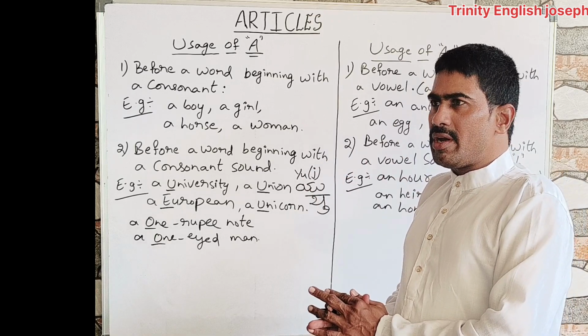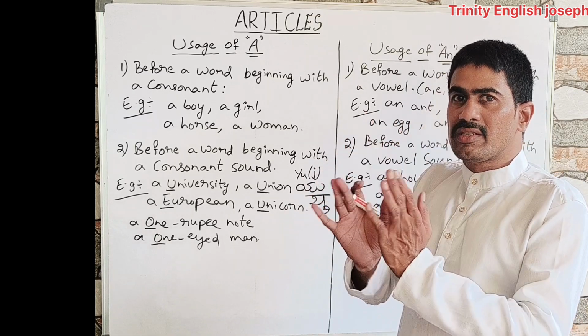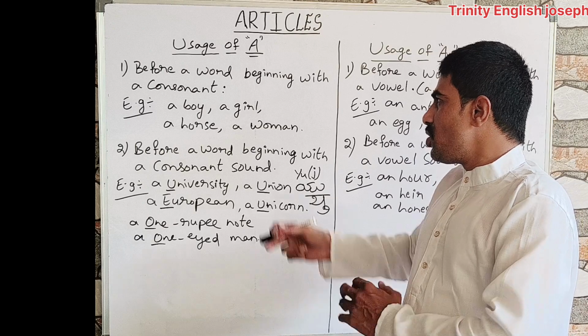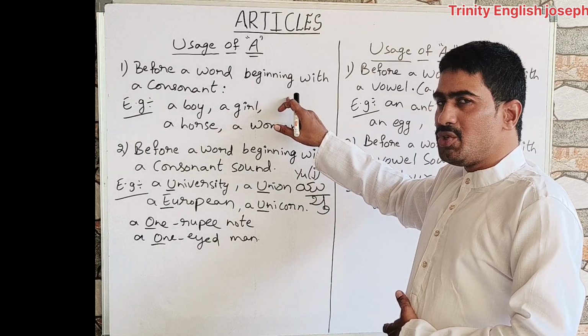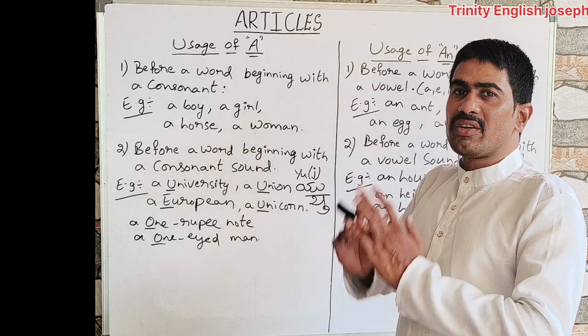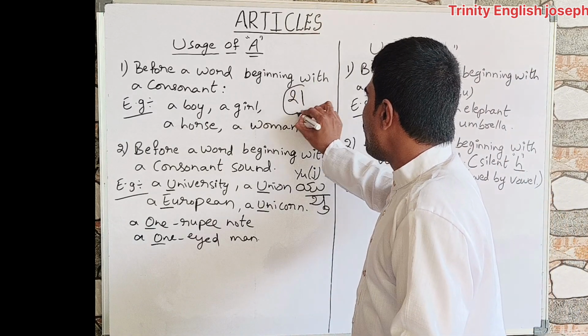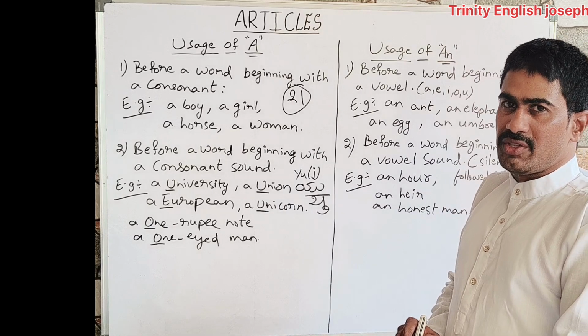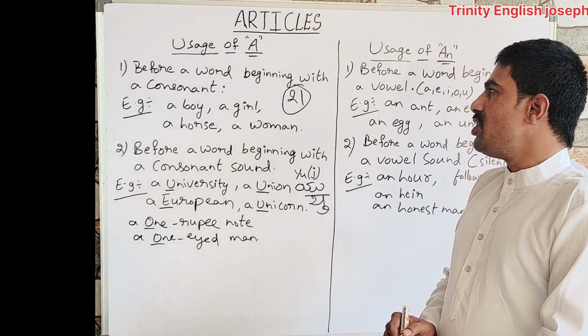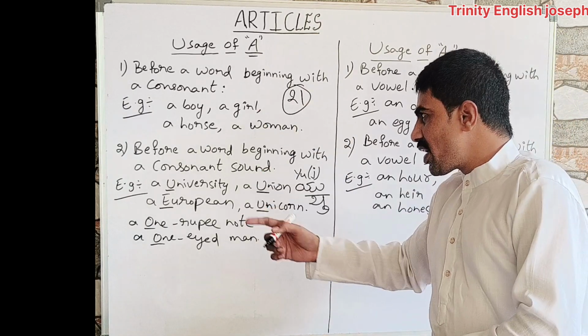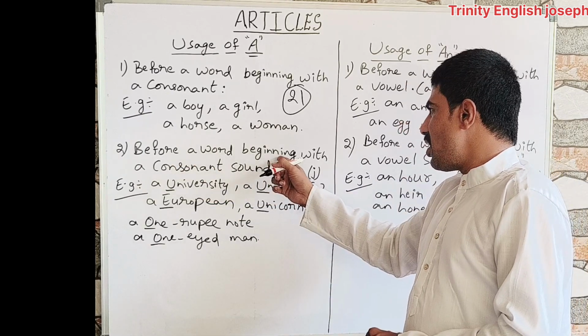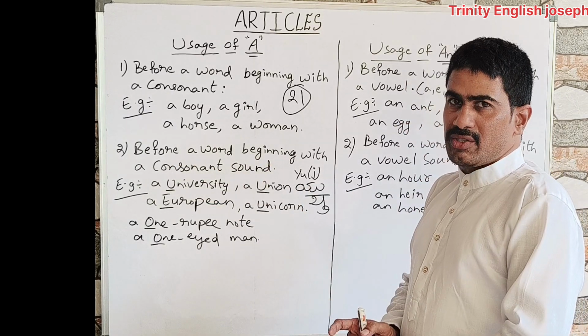Here, we have to remember that there are letters as well as sounds. So the first rule, or first use, talks about the letters, the 21 consonants. And the second one is before a word beginning with a consonant sound.